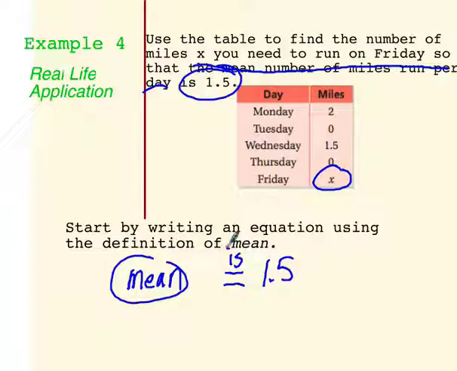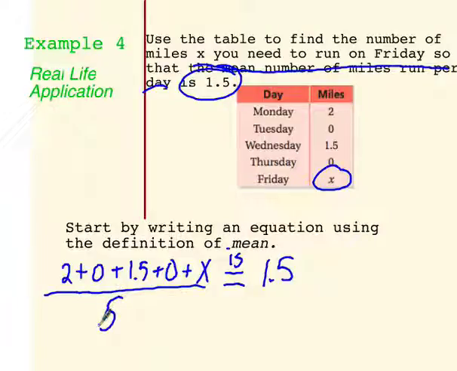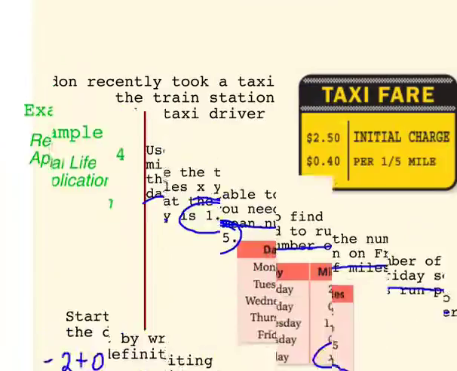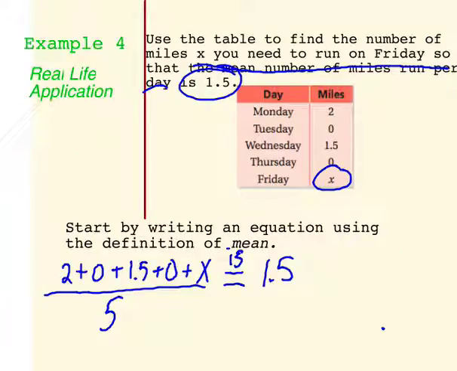So how do we find the mean? Well, we can do that. Let's get rid of that word and put down 2 plus 0 plus 1.5 plus 0 plus the number of miles on Friday, divided by 1, 2, 3, 4, 5. That's how you get the mean of 1.5. So now we have to solve this. Start by writing an equation, which we did.